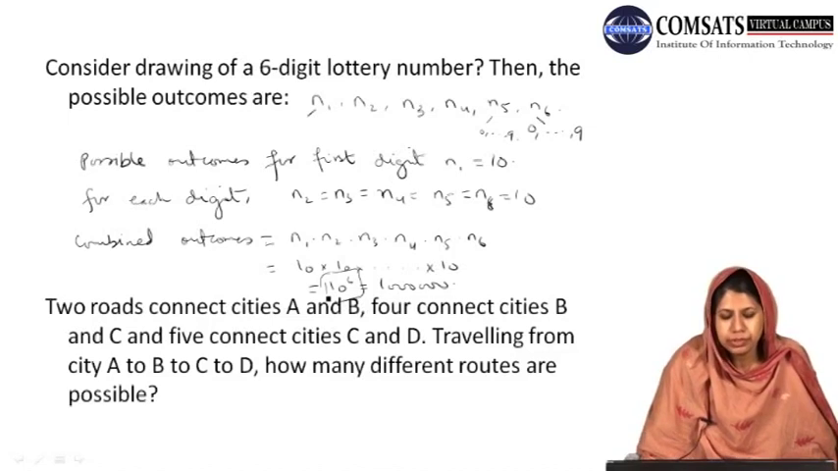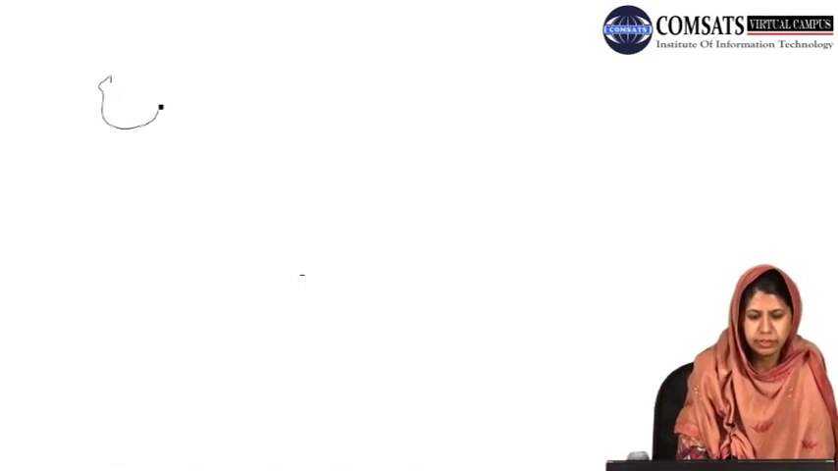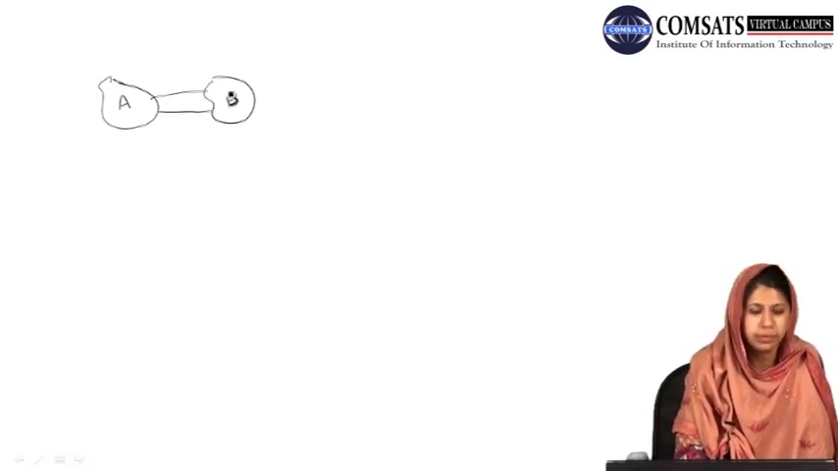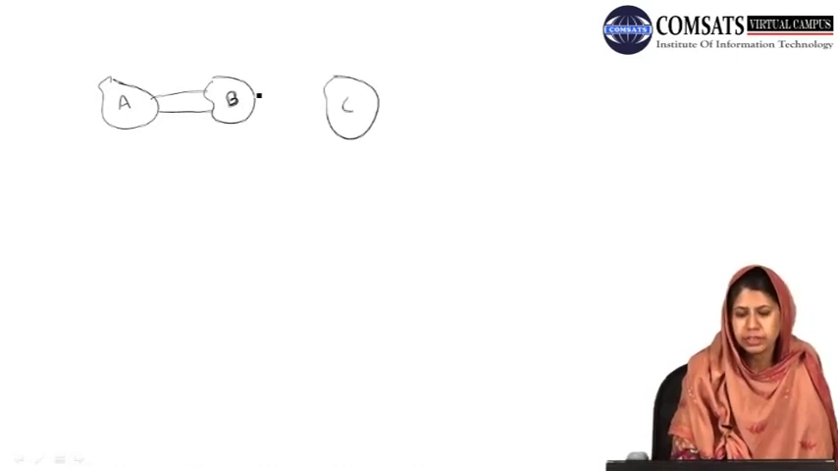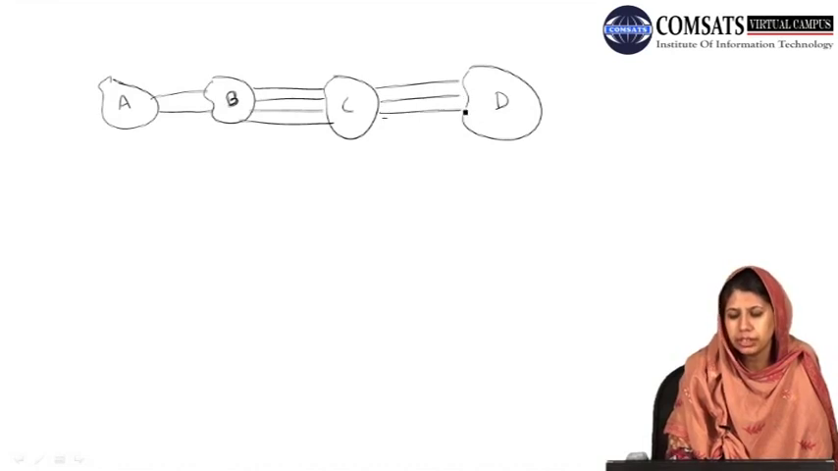Another example, suppose 2 roads connect cities A and B, 4 roads connect cities B and C, and 5 roads connect cities C and D. Traveling from city A to B to C and then to D, how many different routes are possible? For example, this is our city A and this is our city B. So there are two roads connecting cities A and B, 4 roads connecting city B to city C, and 5 roads connecting city C to city D.